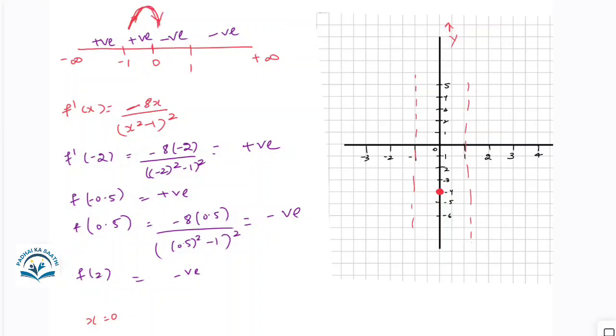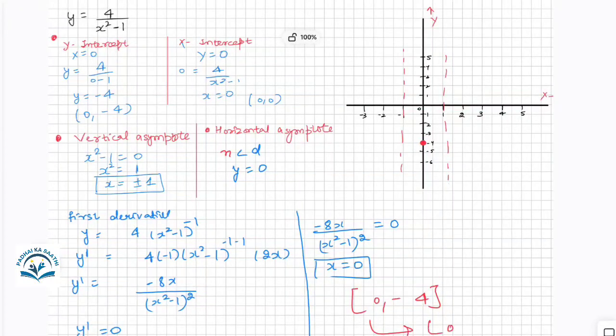And whenever there is a sad face, it means it's a local maxima. So this point is nothing but the local maxima point.